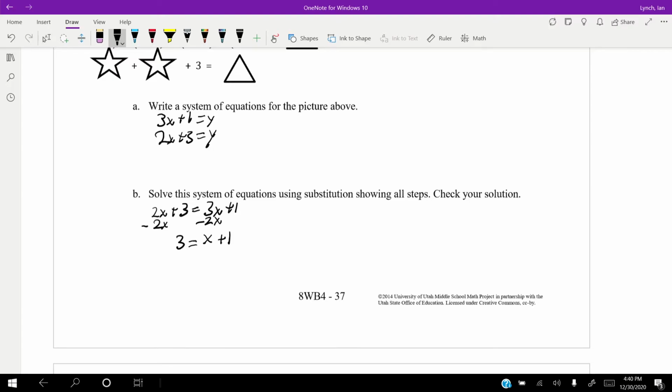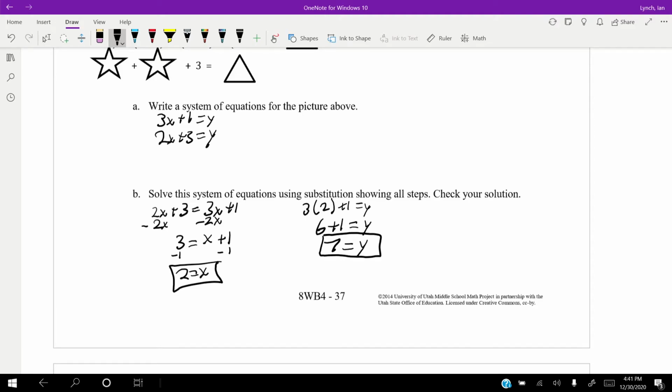Now in step 4, I need to move my constant, which means I subtract the 1 so I can get the x by itself, which gives us 2 equals x. What I'm going to do here is I'm just going to plug in 2 for whichever x I choose. I'm going to go 3 times 2 plus 1 equals y. 6 plus 1 equals y. 7 is equal to y.